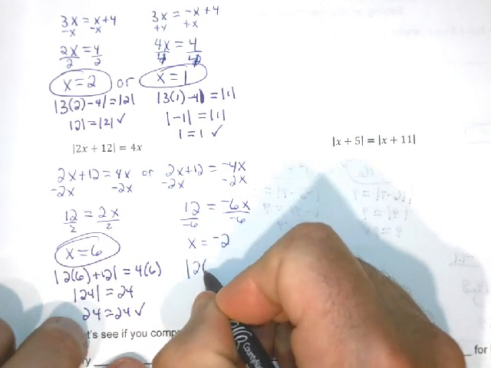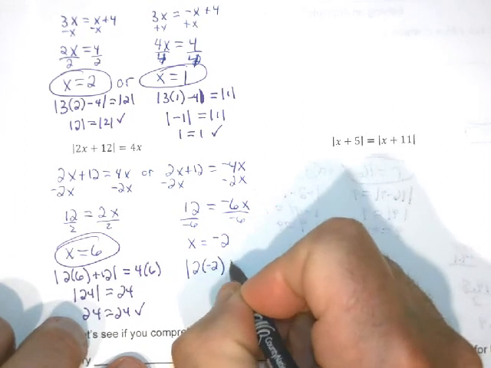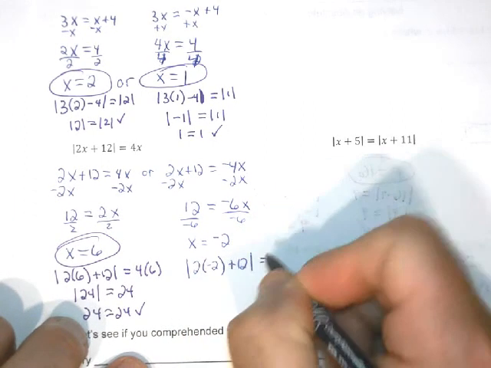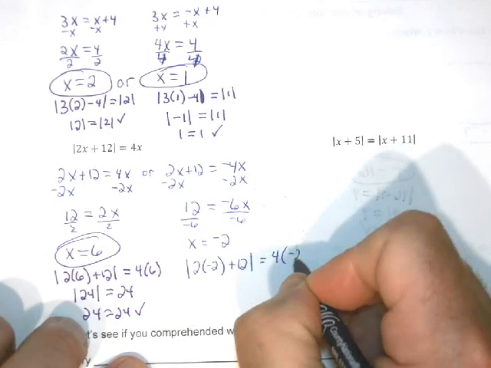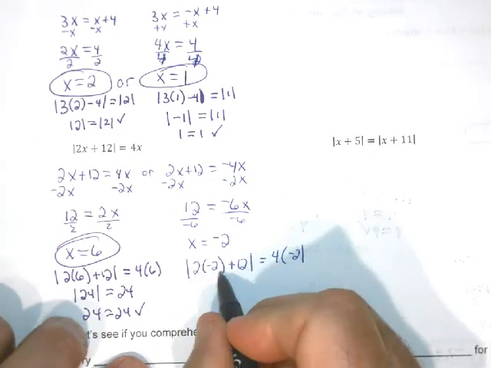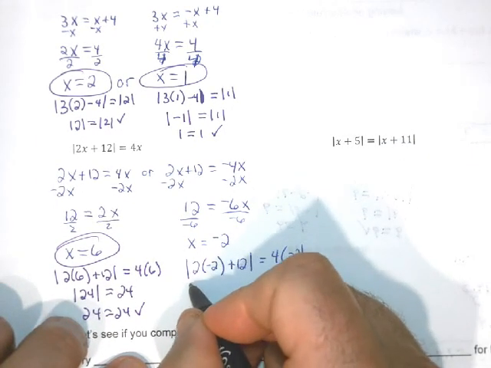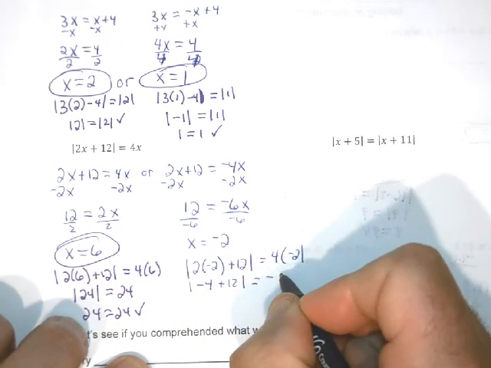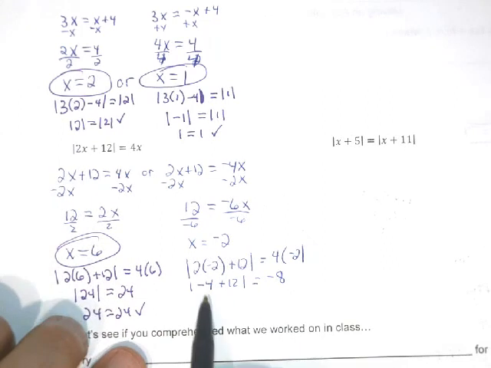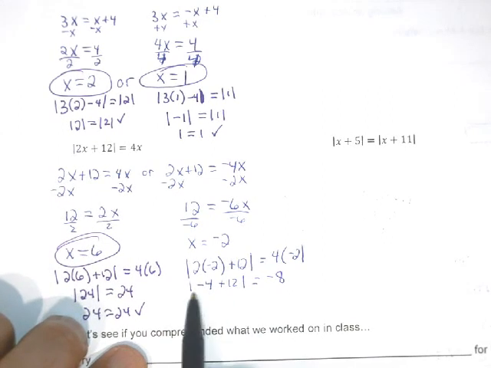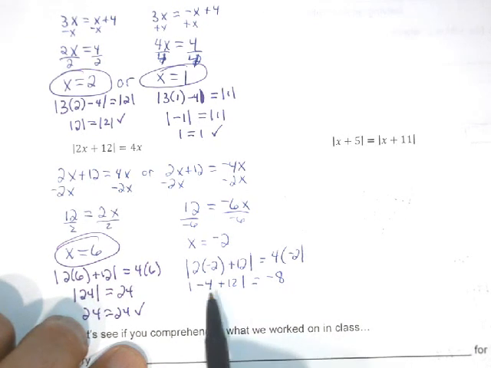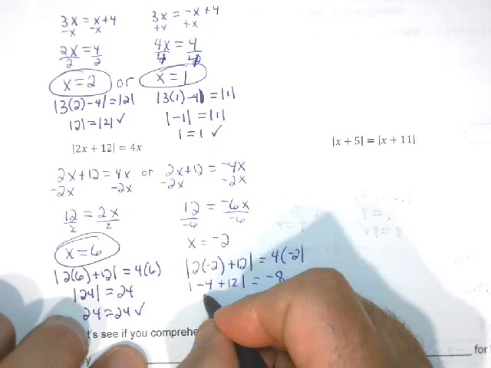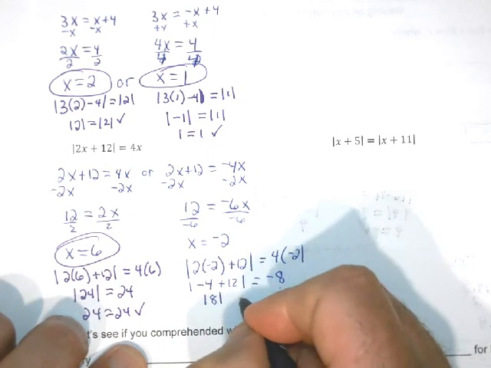Not going to be so nice here. So, plugging it in, absolute value, 2 times a minus 2 plus 12 more equals 4 times a minus 2. Cleaning that up, we'll write a little bit more on this one. Minus 4 plus 12 equals a minus 8. Notice here again, can an absolute value equal a negative answer? So it's going to fail.